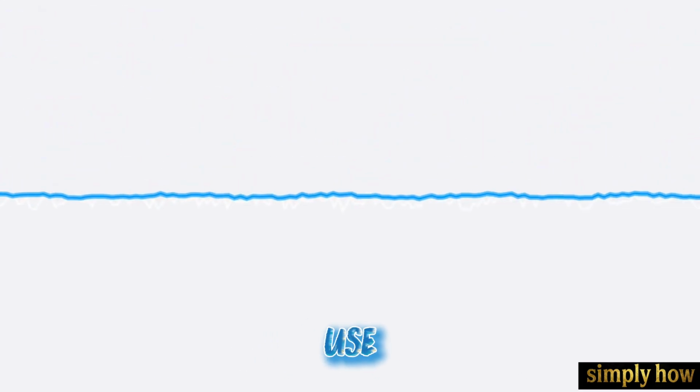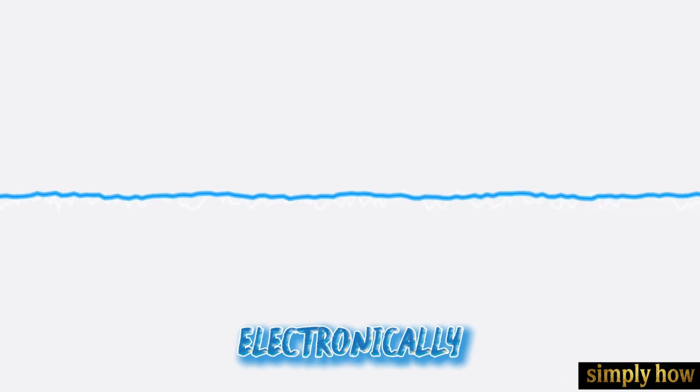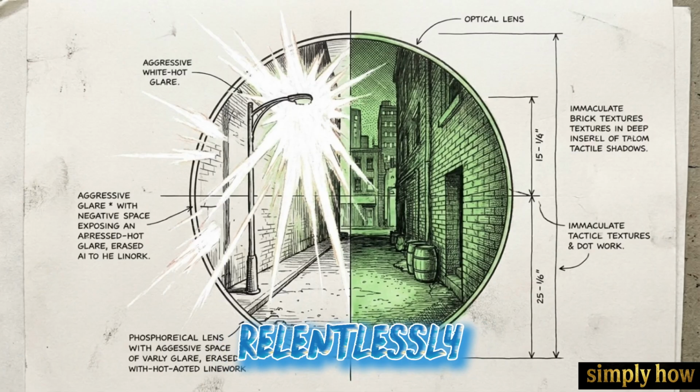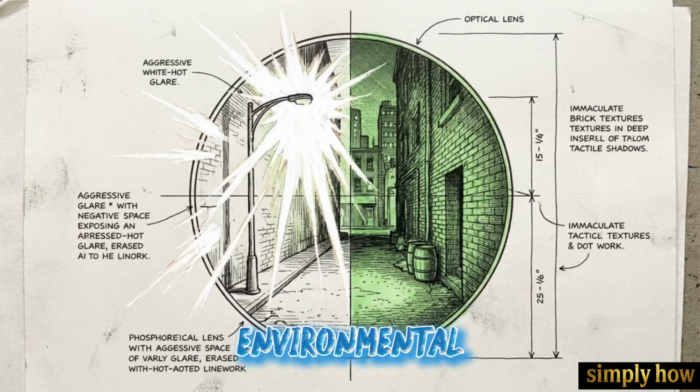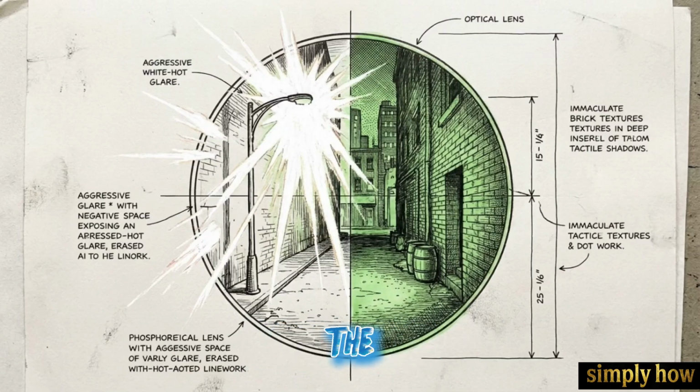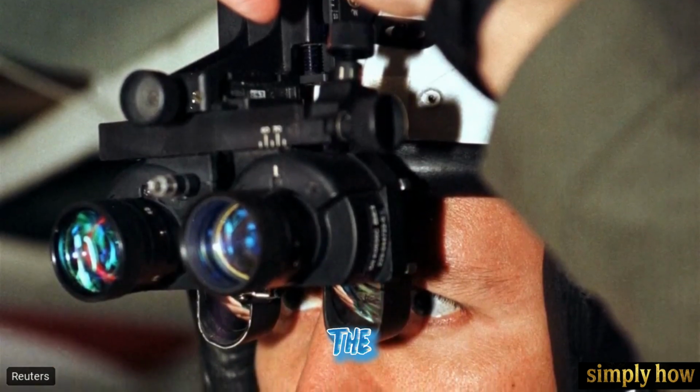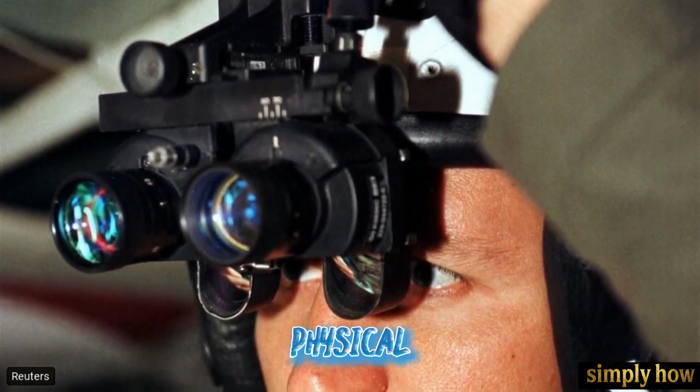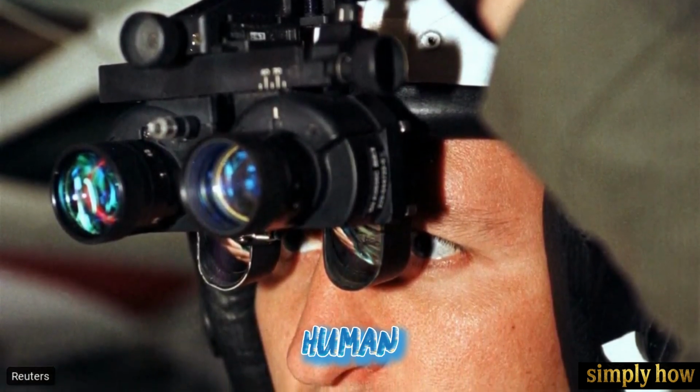Modern devices use automatic gain control to counter this. A secondary curve immediately caps the peak, electronically throttling sensitivity in milliseconds. A high-end device relentlessly filters this environmental chaos, shielding the eye from blinding bursts while preserving the faint details of the shadows. Even with advanced processing, the technology is limited by the physical and cognitive capacity of the human user.